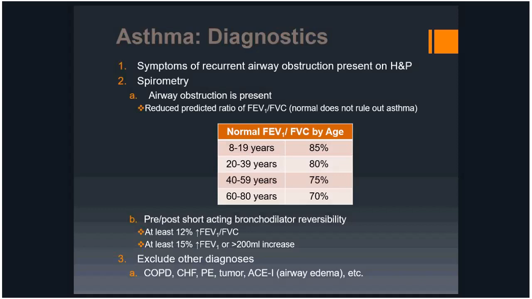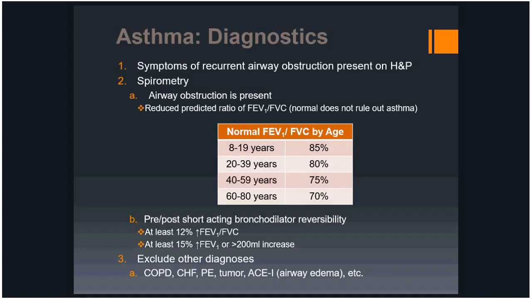So if there's a suspicion for COPD, CHF, PE, tumor, concern with ACE inhibitor, airway edema, you want to make sure that you consider those things as well. I will mention here, recall that for asthma diagnosis, spirometry is not required, as it is with COPD. Spirometry is required to diagnose COPD from a guideline perspective, although you still may see some variances in practice. But for asthma, it is not a required component.